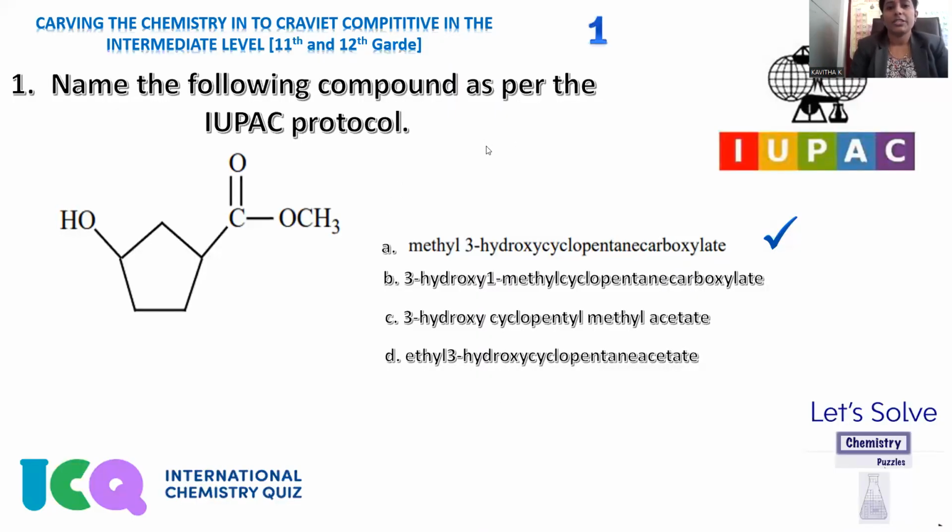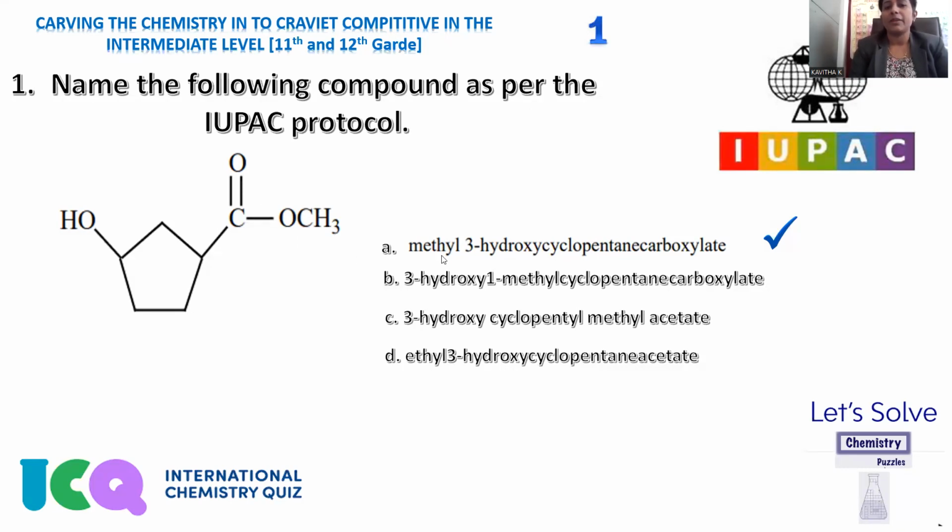Here, the question is given from IUPAC nomenclature where an organic compound is given. We need to provide the IUPAC name. Name the following compound as per the IUPAC protocol. This is a cyclic compound where you can find one ester and one hydroxy group. In order to name this, we have to go through the rules and guidelines provided by the IUPAC. IUPAC stands for International Union for Pure and Applied Chemistry.